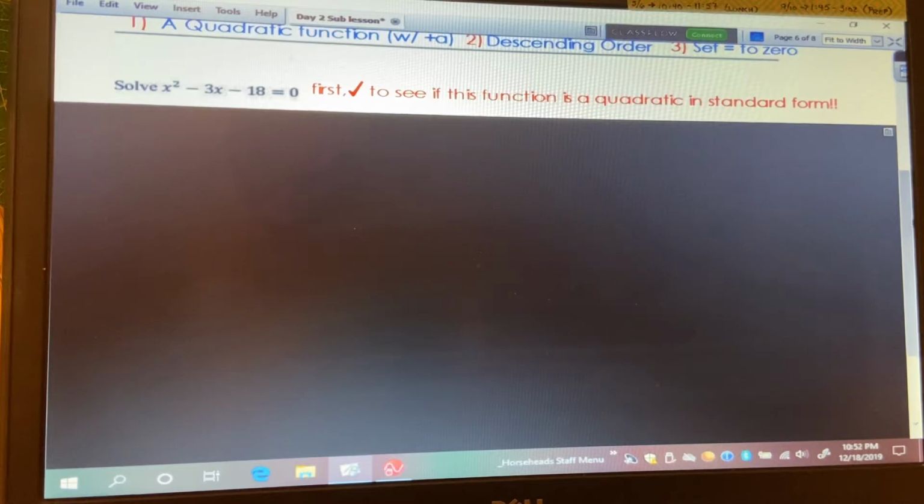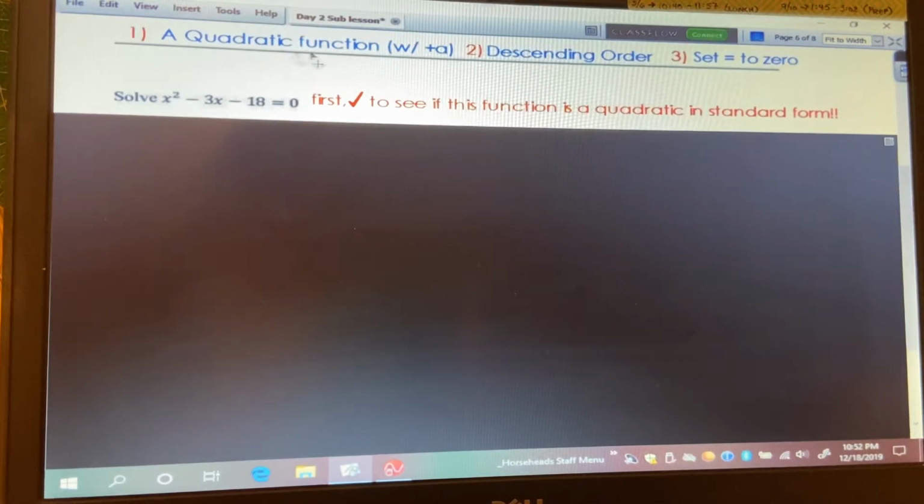But before that, let's make sure our three qualifications for standard form are met. So check to see if this function is a quadratic in standard form. It's a quadratic, has an x squared. Our a here is positive, not that it matters for the formula. Descending order, it goes from squared to x to our constant.